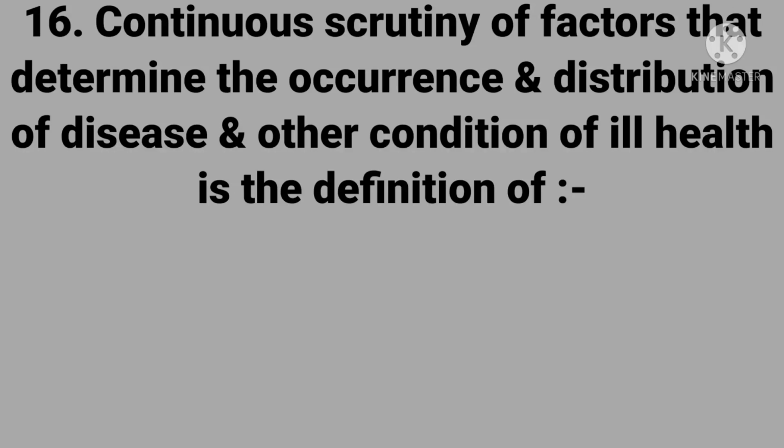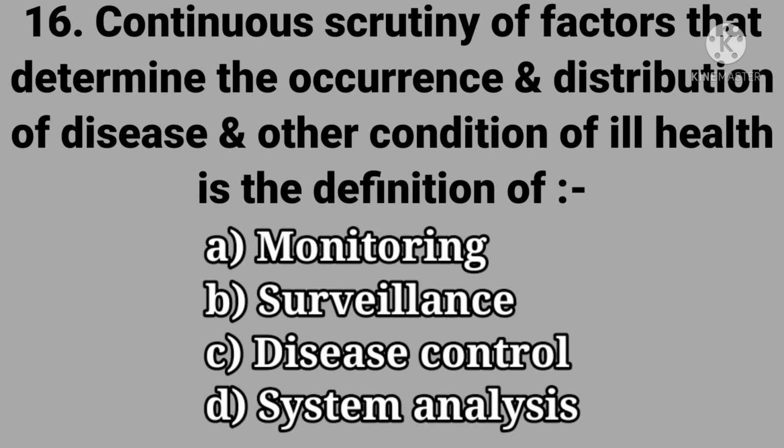And the next question, continuous scrutiny of factors that determine the occurrence and distribution of disease and other conditions of ill health is the definition of, the options are monitoring, surveillance, disease control and system analysis. And the answer is surveillance.